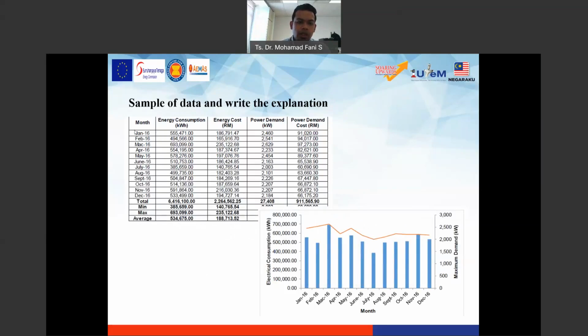So, for example, we can get the data for the baseline for the 12 months. Make some analysis over there and come up with a graph of the important information, for example here, electrical consumption and maximum demand. And the other part is to make some analysis to get the total, mean, max, and average. Okay, you can do that.